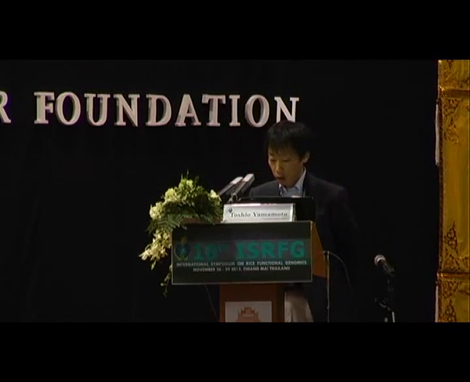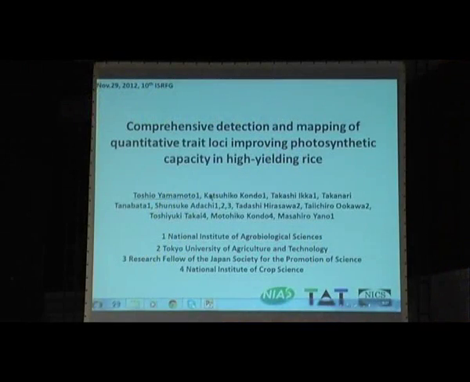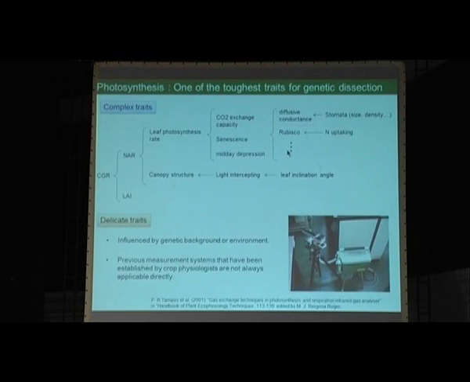Now, I'd like to introduce our current status of trials to understand the genetic basis of photosynthetic capacity in high-yielding rice. Photosynthesis is one of the toughest traits for genetic dissection.